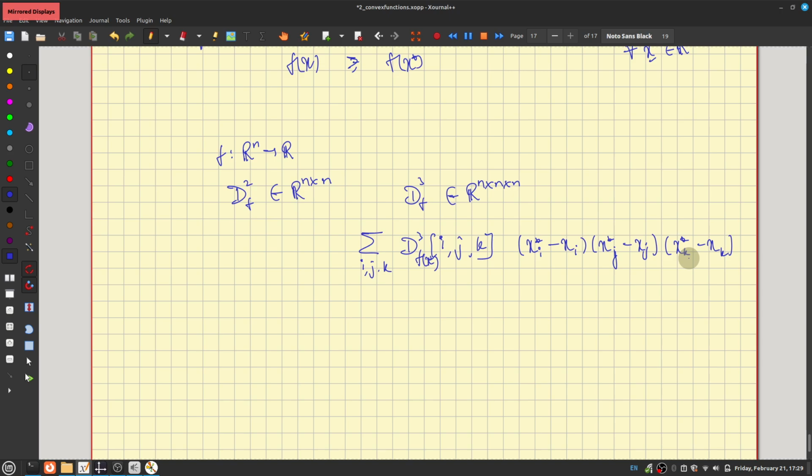Similarly, the fourth term would be a fourth order tensor. It would be ijkl, with coordinate i, coordinate j, coordinate k, coordinate l, summed over all possible coordinates i, j, k, l. So for functions on Rn, the Taylor series expansion can look very, very complicated.